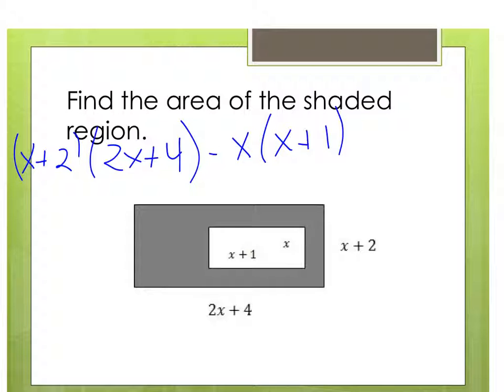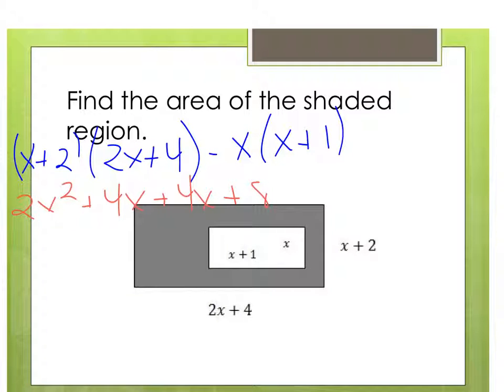All right, now we're going to go left to right, and we're going to simplify using multiplication. And when we do that, I'm going to FOIL these first two binomials first. So x times 2x becomes 2x to the second. My outside terms give me plus 4x. My inside terms give me plus 4x. And my last terms give me plus 8.